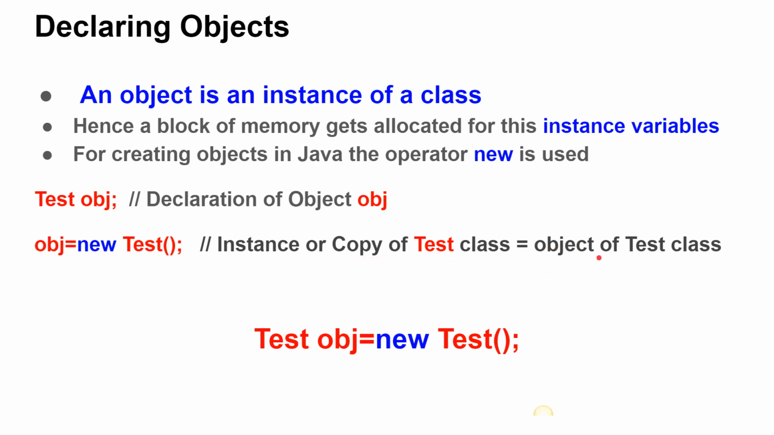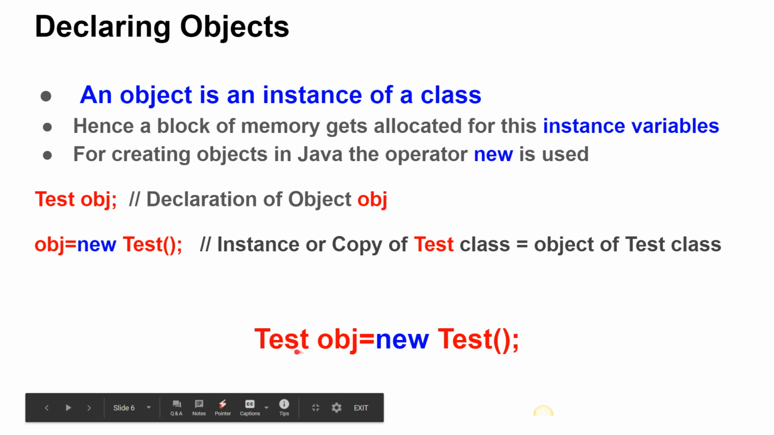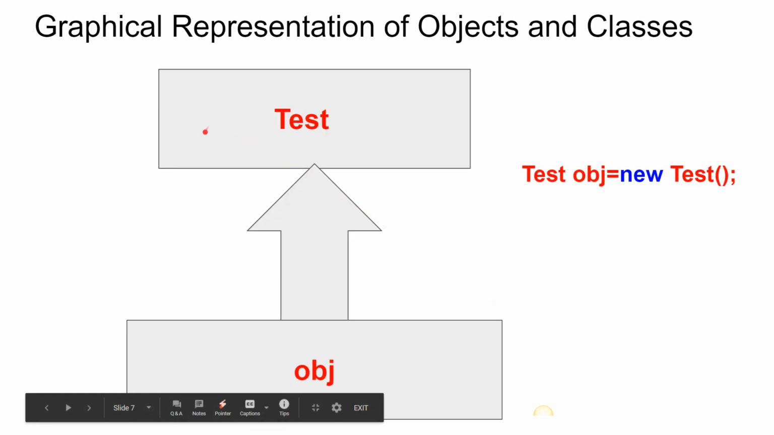Which means an object is an instance or copy of a class. So here is a declaration, and here we are creating the object. When we combine these two, we get the class name, space, object name, which is a user-defined name, the assignment operator, the new operator, space, Test with parentheses, semicolon. And here is the graphical representation. Test is a class, and everything, whatever the variables, comes under the object.